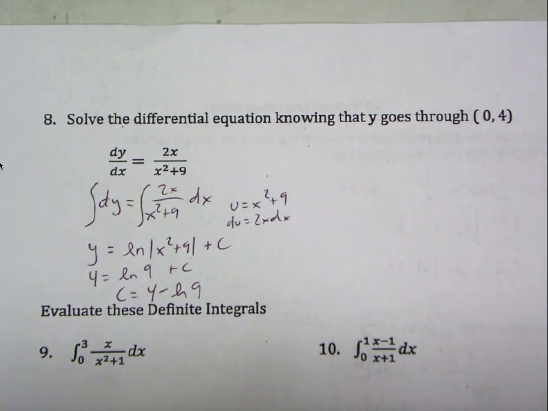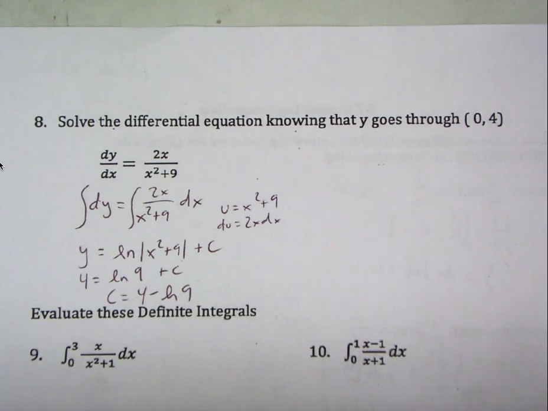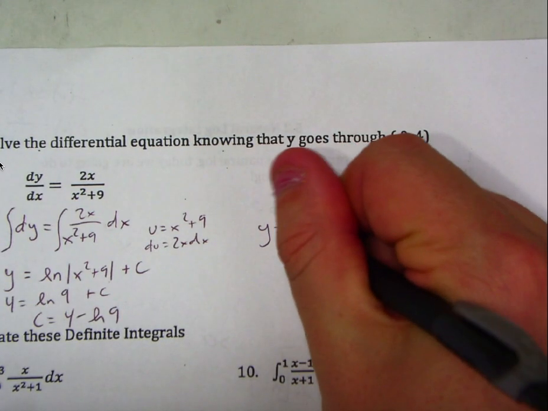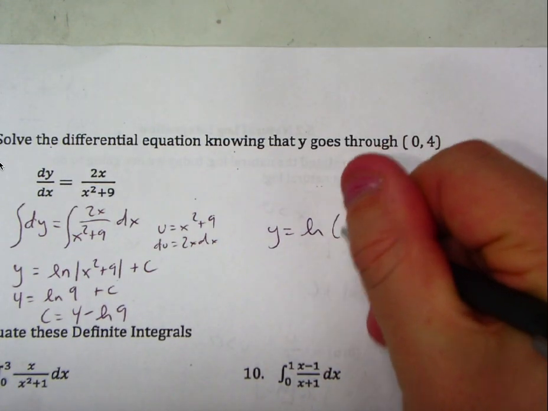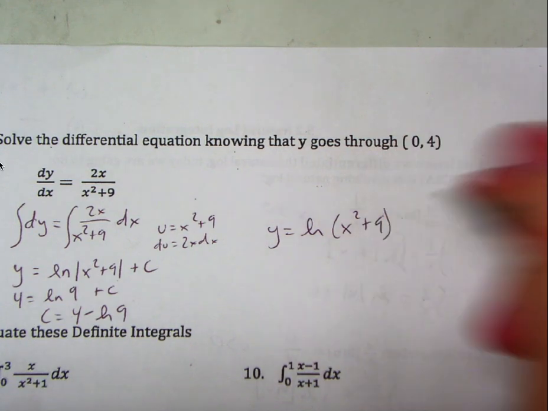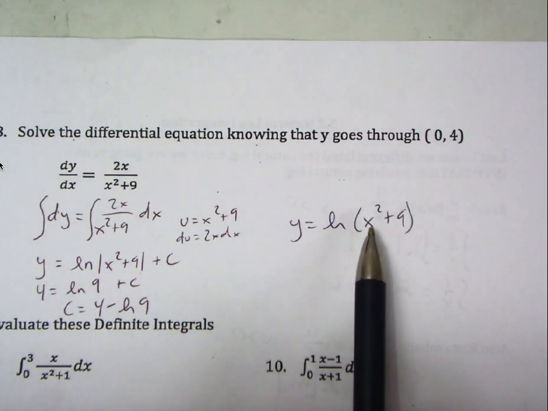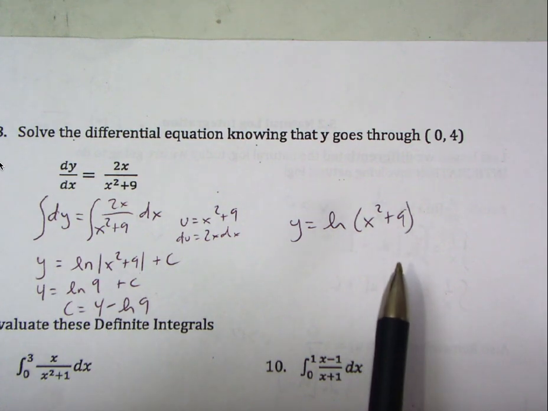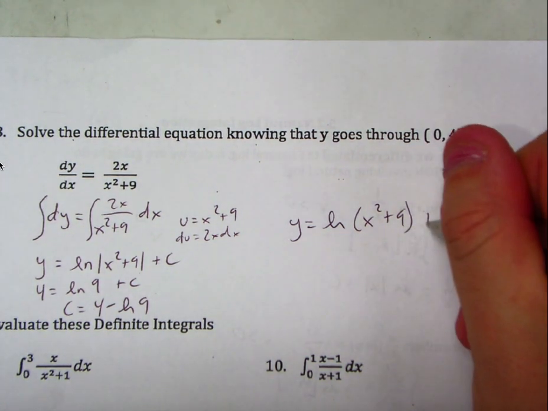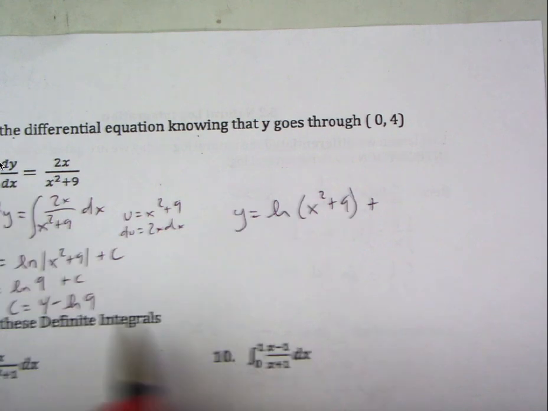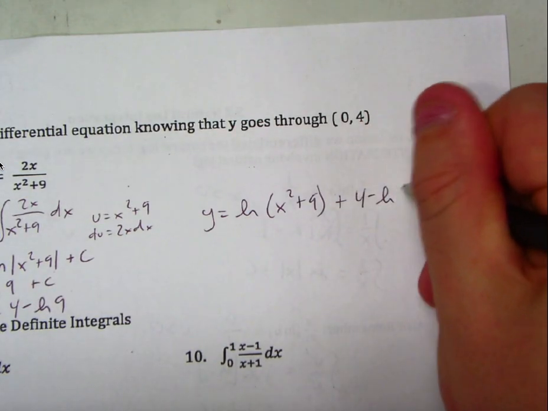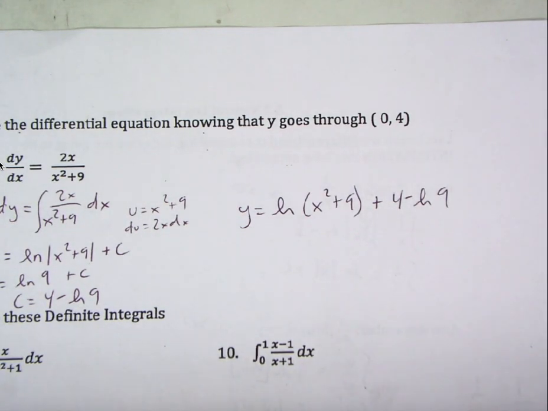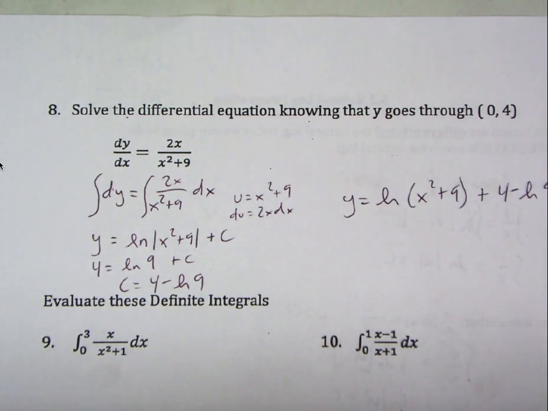Which means my final answer, I go back to my y equation, my final answer, y equals natural log of x squared plus 9. I don't need the absolute value because x squared plus 9 is always going to be positive. And then plus 4 minus natural log of 9. But the big thing is going back to the beginning, separating the variables, and then integrating both sides. And there we are. All right.